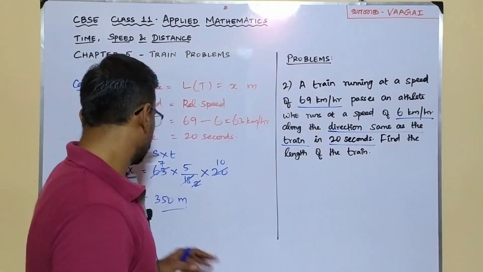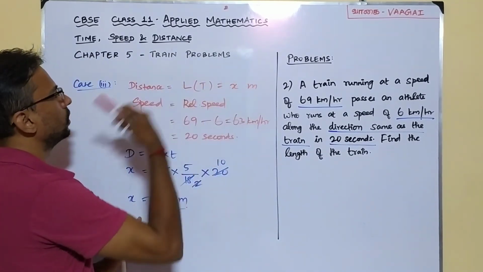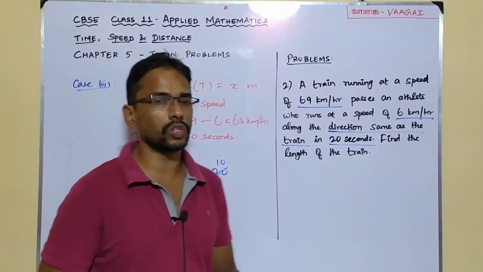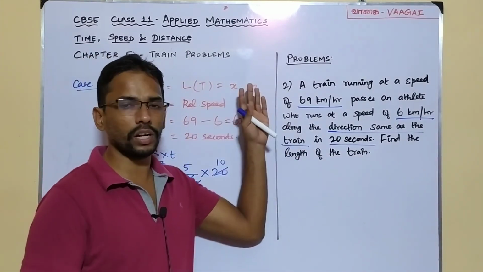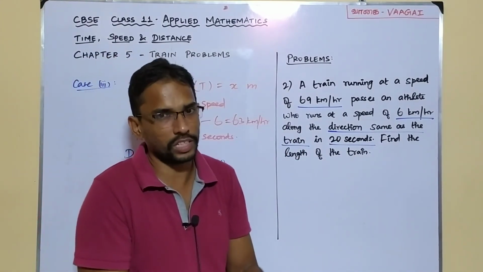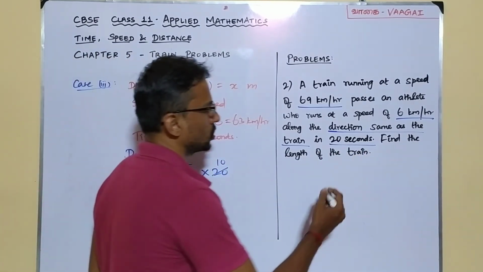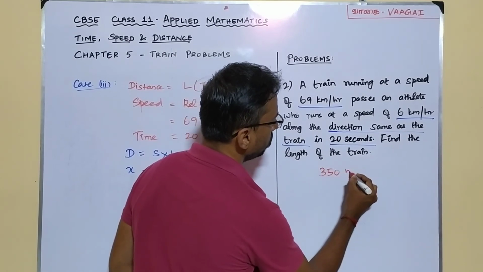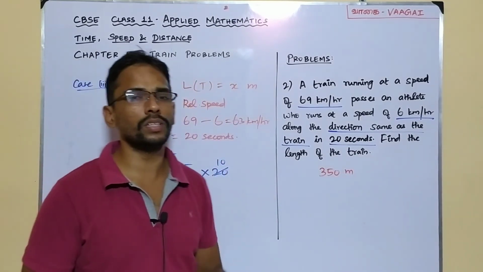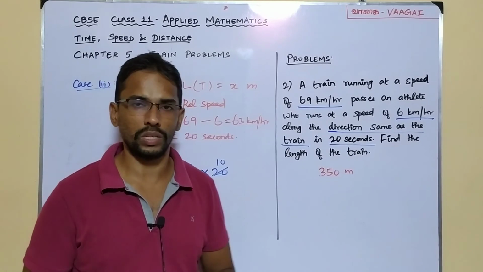So here x is what we have assumed to be the distance. So distance here is obviously the length of the train. That's how we took, right? The length of the train is what we have assumed to be x. So find the length of the train, and what is the answer for the question? 350 meters. So the length of the train is 350 meters. This is going to be the answer for the second question.